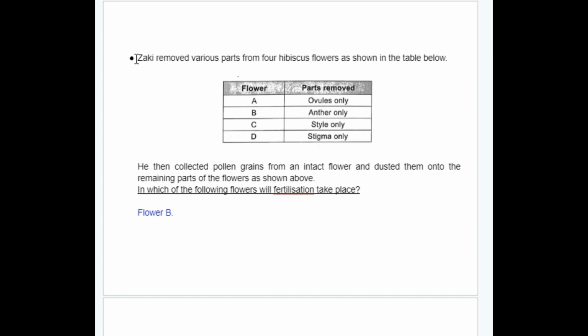Zaki removed various parts from 4 hibiscus flowers, as shown in the table below. He then collected pollen grains from an intact flower and dusted them onto the remaining parts of the flowers, as shown above. In which of the following flowers will fertilization take place? Flower B.